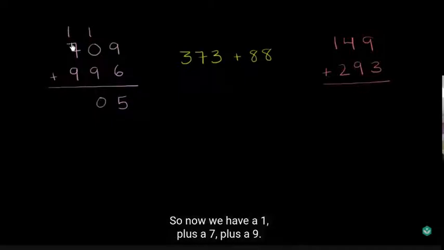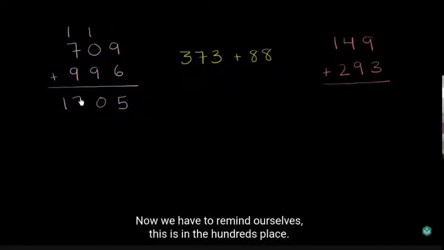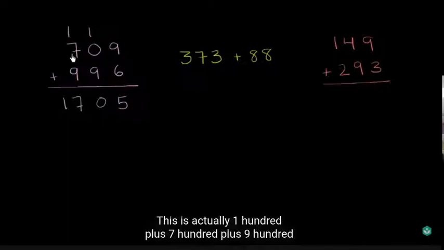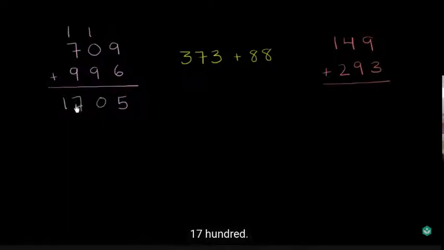So now we have a 1 plus a 7 plus a 9. That is going to be 17. Now we have to remind ourselves, this is in the hundreds place. So this is actually 100 plus 700 plus 900, or 1,700. And of course, we still have this 5 here. And we are done. Now let's try to tackle this one.